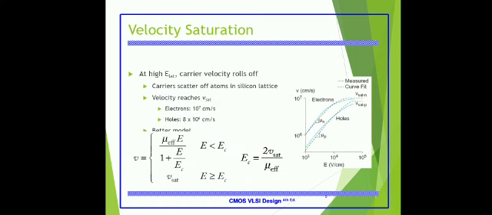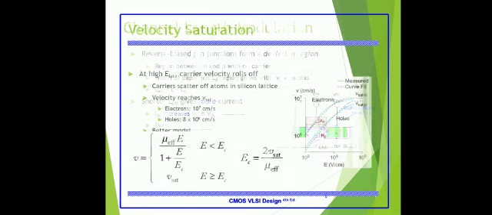Velocity saturation is nothing but this: at high lateral electric field, the carrier velocity rolls off and the carriers scatter off the atoms in the silicon lattice. When the velocity reaches Vsat, for electrons it will be 10 power 7 centimeter per second and for holes 8 times 10 power 6 centimeter per second. So you can see the V value is mu E effective, E divided by 1 plus E by Ec, for E less than Ec, and Vsat for E greater than Ec.